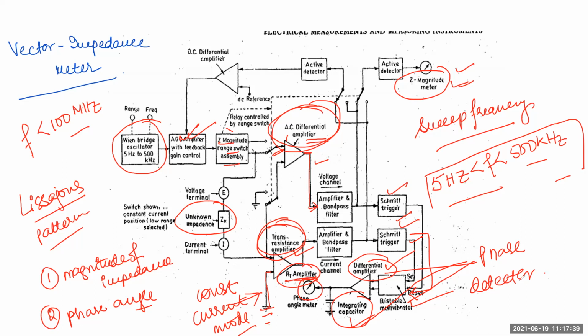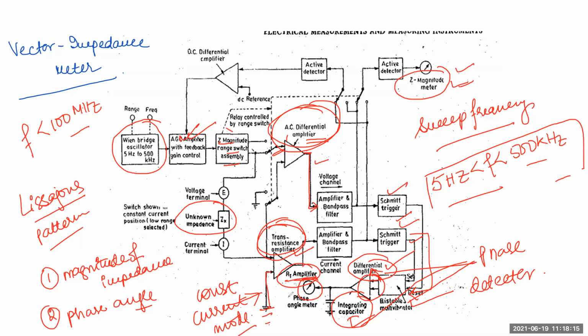Now, the set time of the multivibrator we have to decide from the voltage waveform and the current waveform. Set and reset are the outputs of the multivibrator, which is now applied to the differential amplifier. See here in this particular picture, the output of the multivibrator is given to the differential amplifier, which is then applied to the integrating capacitor, which is grounded. So the capacitor voltage is directly proportional to the phase angle output.